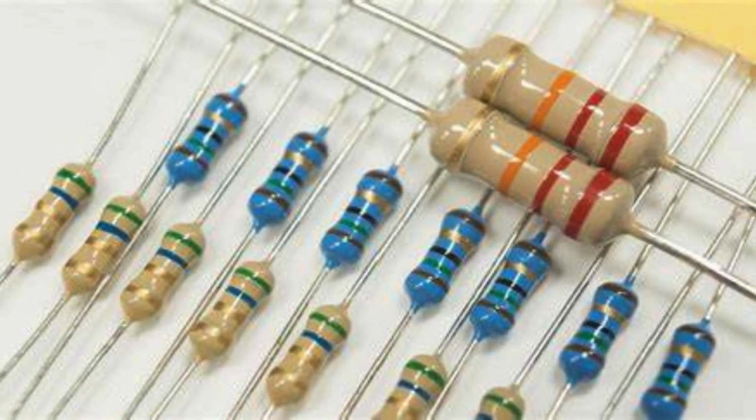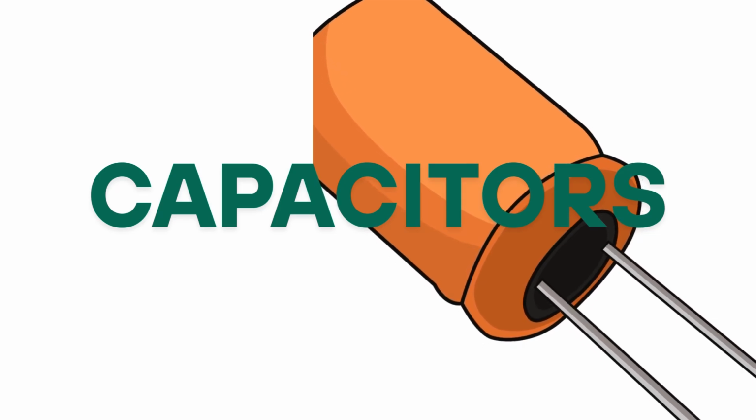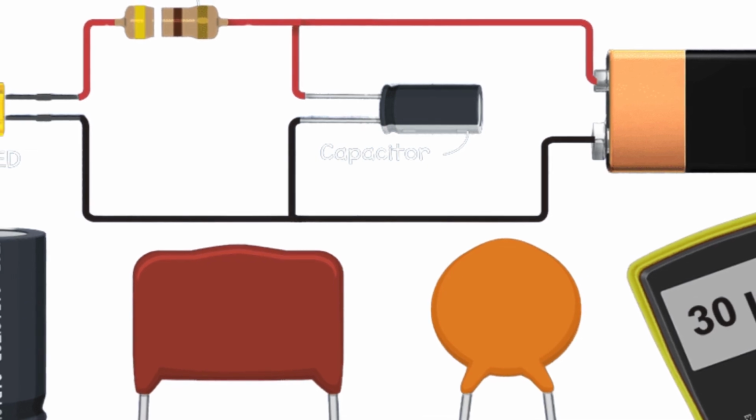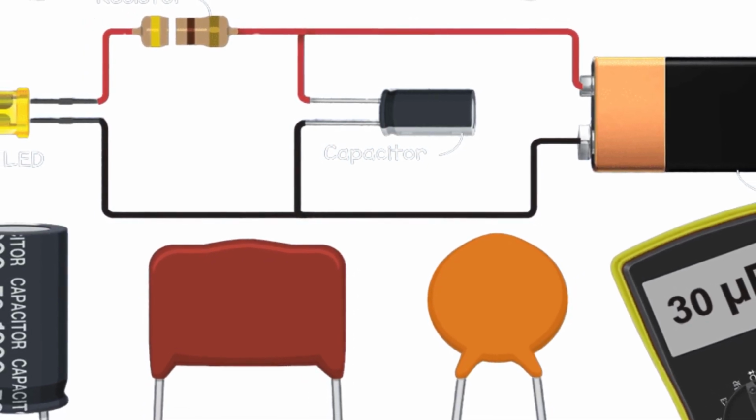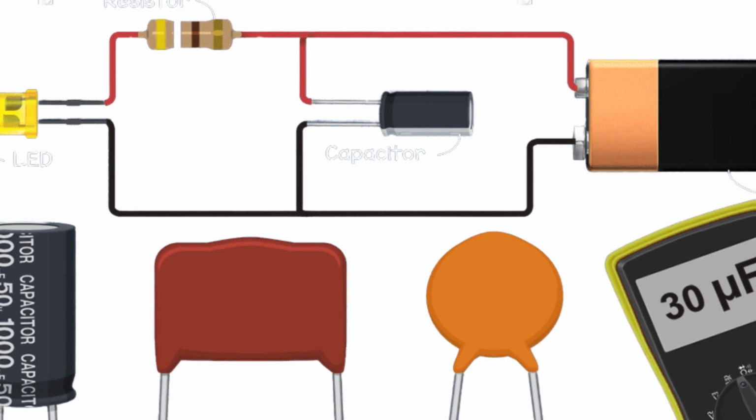Next up, capacitors. Capacitors don't resist flow. They store electrical energy for a short time, then release it when needed. Think of them as mini rechargeable tanks. You will find them in almost every power supply. When you turn on a device, capacitors smooth out the voltage so things don't flicker or shut off.